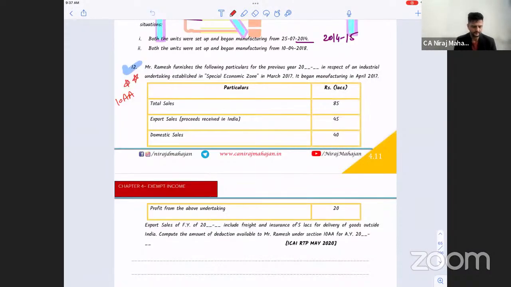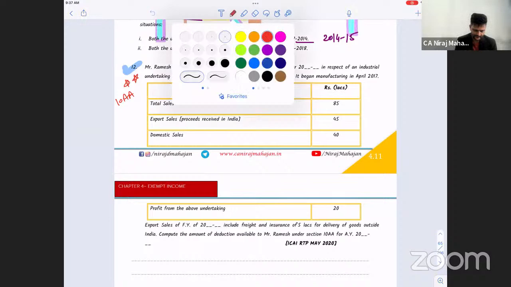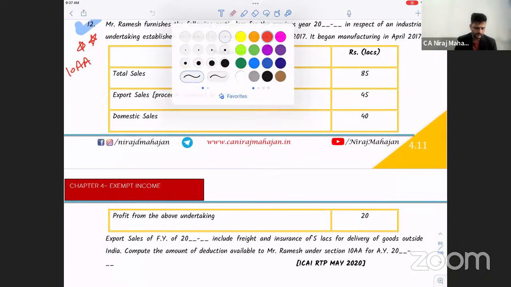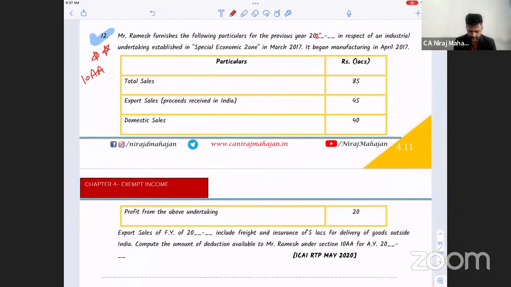We'll go ahead, everybody. Chalo, pay attention. Question number 12. Mr. Ramesh furnishes the following details for the previous year 22-23, in respect of an industrial undertaking established in SEZ in March 17. March 17 established. However, it began manufacturing in April 17. For 10 AA, what wordings we had seen? Manufacturing of any article or thing, correct everybody? Or computer software or services. So the manufacturing date is much more important, not just the date of setting up.